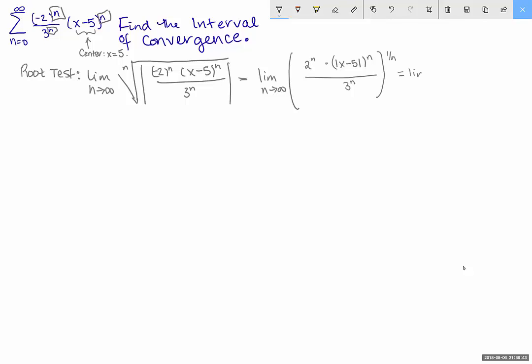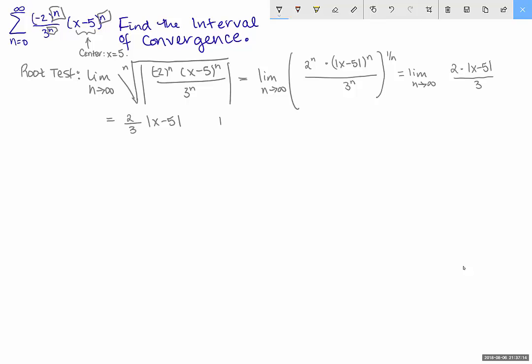Next, I'm going to take the limit of that expression. I'm going to go ahead and take the 1 over n power everywhere. So the nth root of 2 to the n is just 2. The nth root of that absolute x minus 5 to the n is absolute x minus 5. And the nth root of 3 to the n is 3. So now we actually have a constant. Since nothing is in terms of n, the limit we're looking at here is just 2 over 3 times the absolute value of x minus 5.